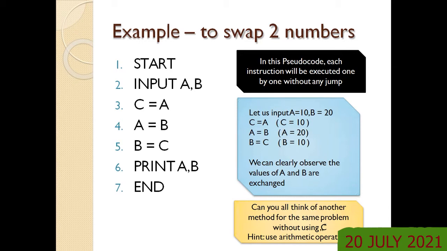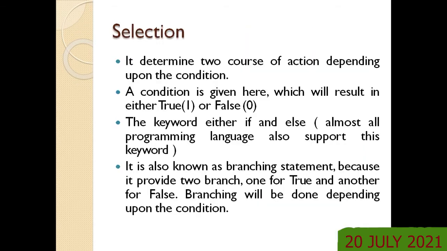A will be temporarily stored in C, then B will be stored in A, and what was temporarily stored in C will be brought into B. Therefore if A is 10, B is 20, after this swapping A will become 20 and B will become 10. That is the sequential structure.